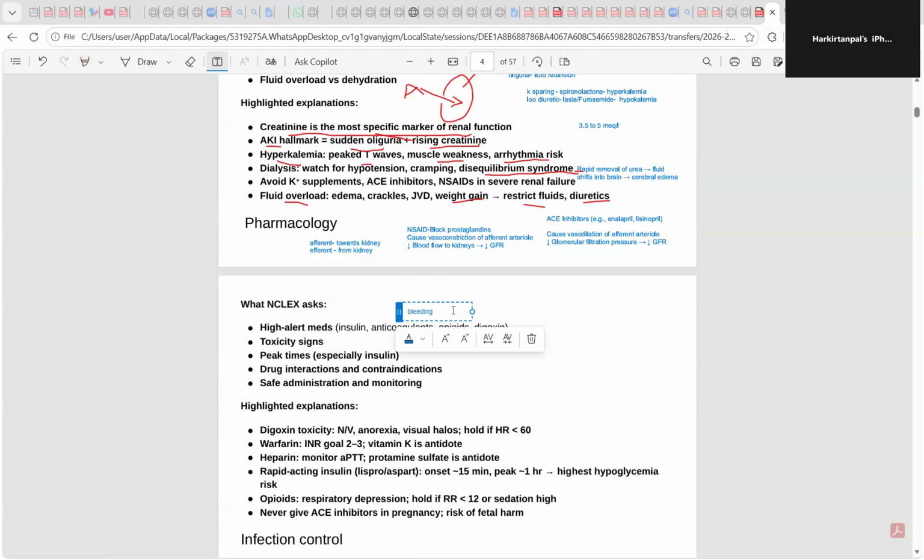For those getting heparin, we need to monitor the APTT value. And if it is warfarin, which one can we monitor? We can monitor the INR. This is very important. For digoxin, we should check the heart rate, the apical heart rate. If the heart rate is less than 60, we should not administer digoxin. We should hold the digoxin. Otherwise, it can lead to what?